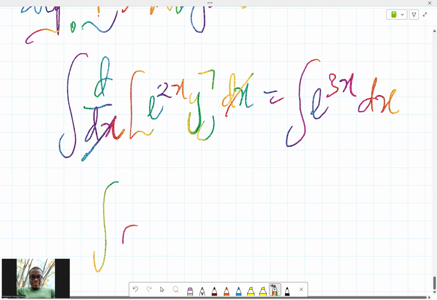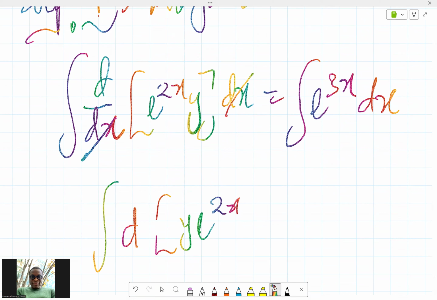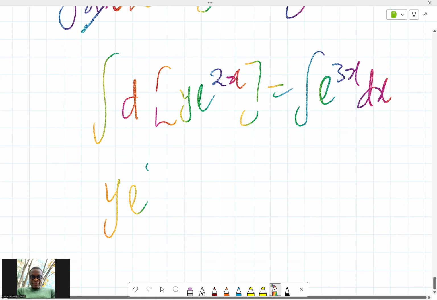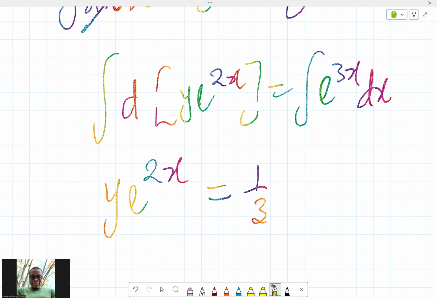So we have the integral of d(y e^(2x)) equals the integral of e^(3x) dx. If you integrate d of anything, that thing remains. So we have y e^(2x) equals, when you integrate e^(3x), differentiate 3x, you get 3, so that 3 comes as an inverse to multiply. So we have 1/3 e^(3x) plus the constant of integration c, basically.